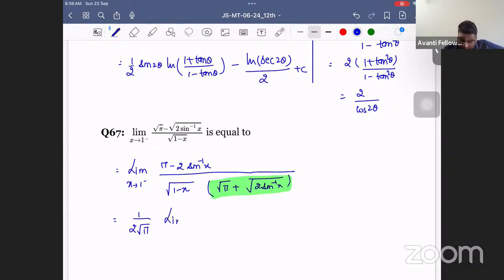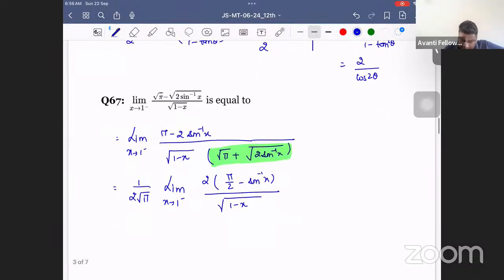So this became limit x approaches 1 minus, take 2 common. So it is pi by 2 minus sine inverse x upon inside the root 1 minus x. So 1 upon 2 root pi, limit x approaches 1 minus. Now it became 2 cos inverse x upon under root of 1 minus x. Got it?